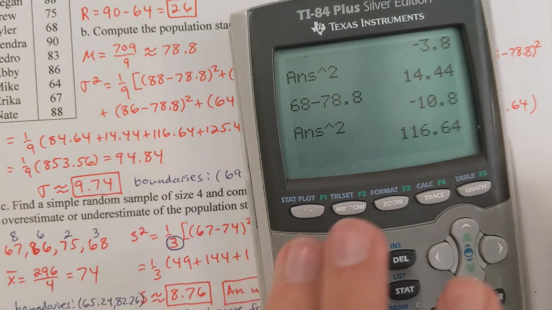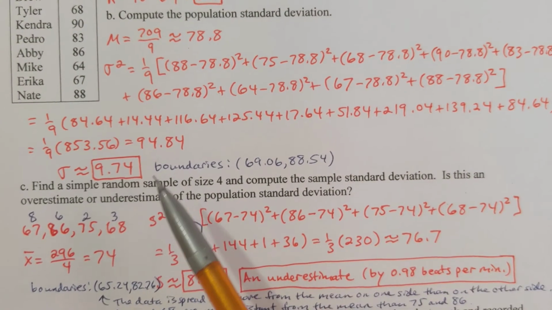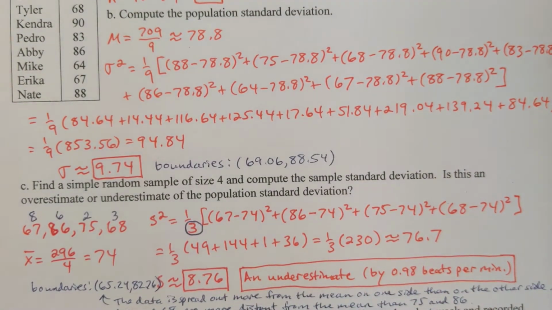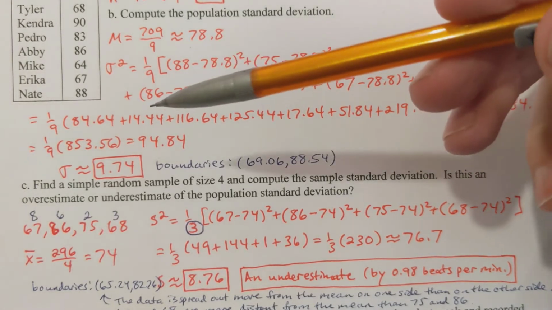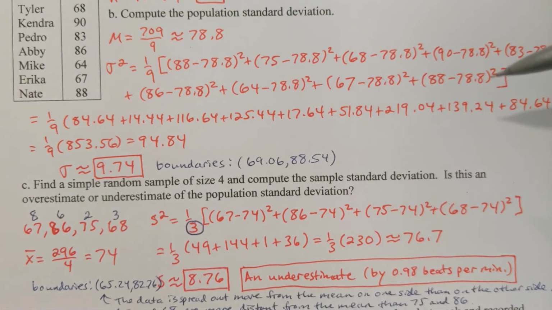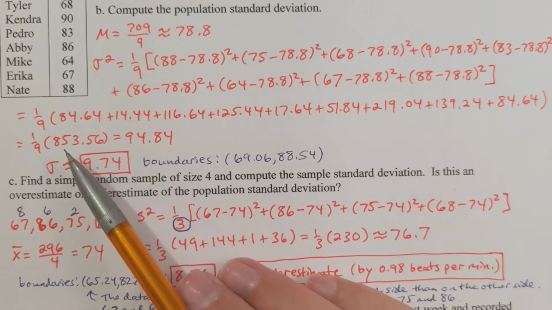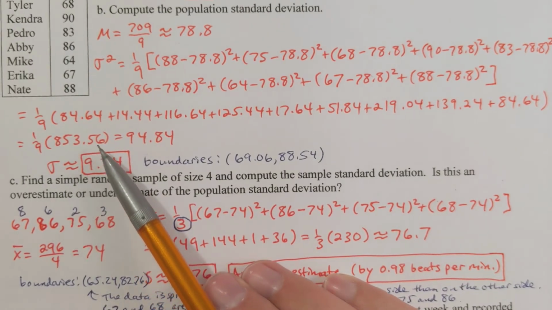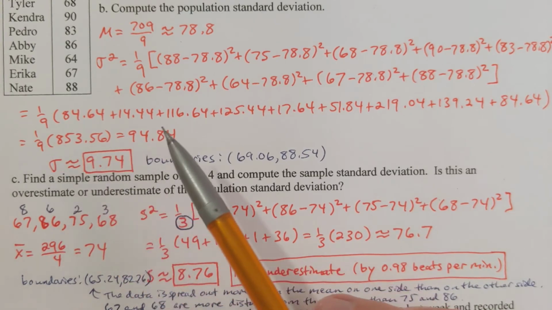And by the way, since I'm squaring each one of these results, I will never have a negative. I see that sometimes the students have a negative there. They don't know what they're doing wrong. So you will never have a negative when you square a value. Now, when you add up these 9 values here, you should get 853.56. And I need to divide that by 9.